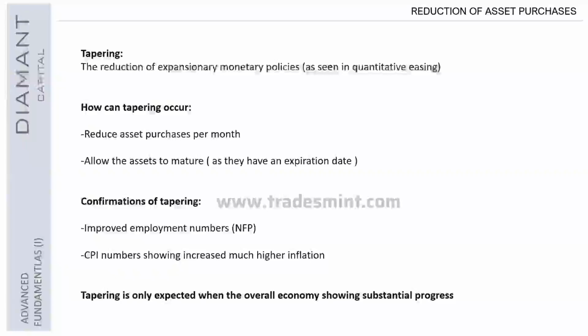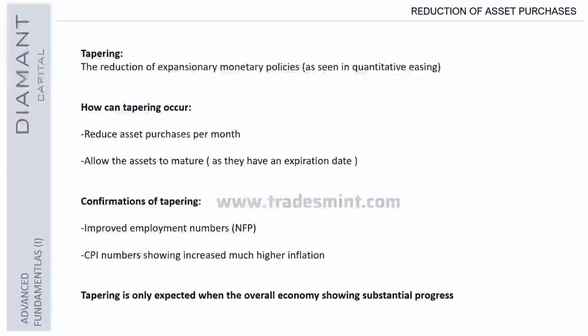The second way is to allow the assets to mature. As you understand, especially when it comes to the bond market, every single bond purchase has an expiration date. So you have to look at the maturity of that bond asset. They range from 3 months all the way to 30 years, and of course it depends on which types of bonds the Fed decides to purchase. I believe they released this information. But yeah, guys, these are the two main ways that tapering can occur.